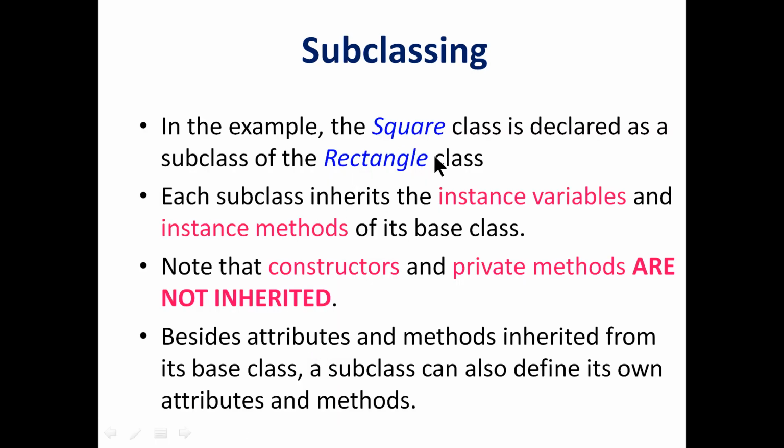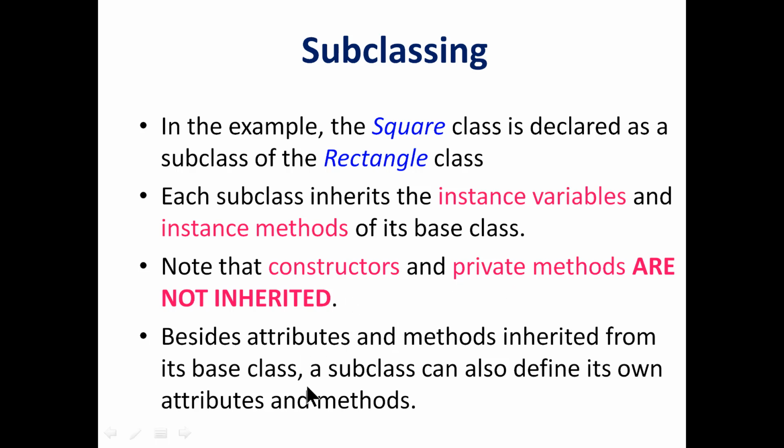So subclassing: the square class is declared a subclass of rectangle, and each subclass inherits the instance variables and instance methods of the base class. But please remember, an instance variable can come in automatically if you make it protected. Note, constructors and private methods are not inherited. You can understand: if I have a property and I make it private, it will not come into my child. And constructors are not inherited.